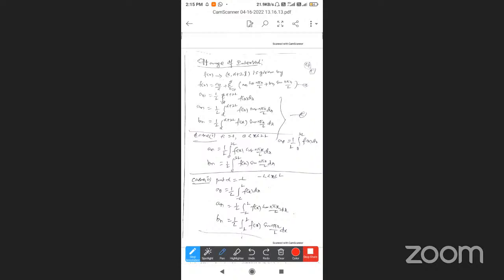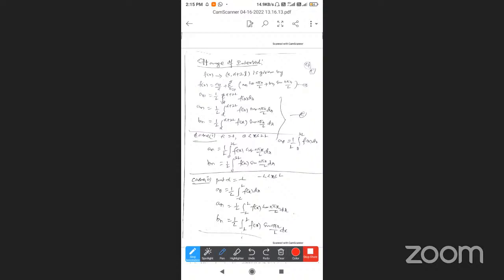Now in the seventh equation, we can find the a naught value: 1 by L into integral alpha to alpha plus 2L f of x dx. The an value is 1 by L, integral alpha to alpha plus 2L f of x into cos n pi x by L into dx. The bn value is 1 by L, integral alpha to alpha plus 2L f of x into sin n pi x by L into dx. These are the three equations, a naught, an and bn. Here alpha to alpha plus 2L is the interval.